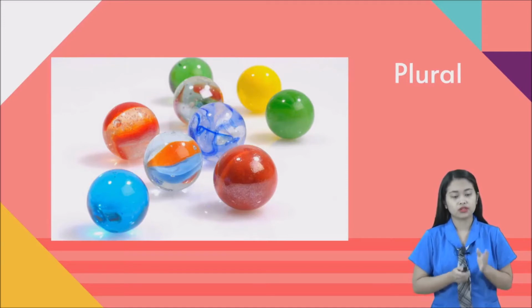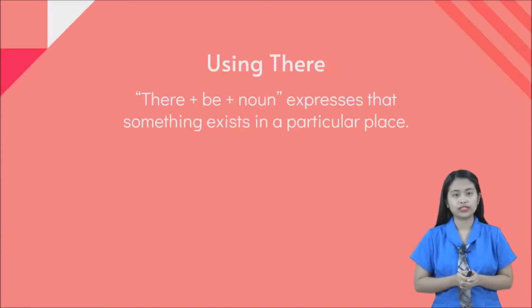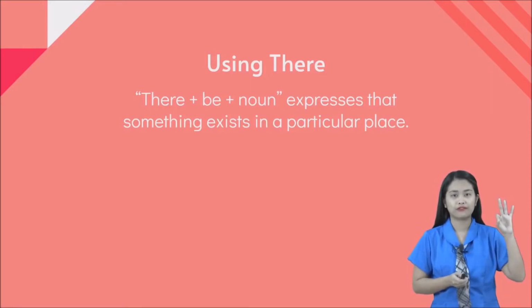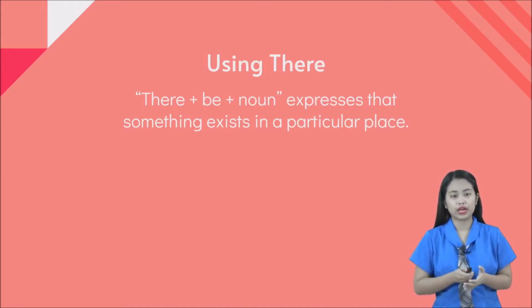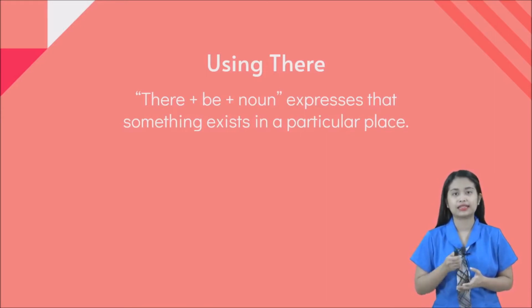Again, these are plural. Our topic is all about using there plus be plus noun. Do you still remember what the be verbs are? We have 3: is, am, and are. We are going to use these 3 together with there and a noun. There plus be plus noun expresses that something exists in a particular place.